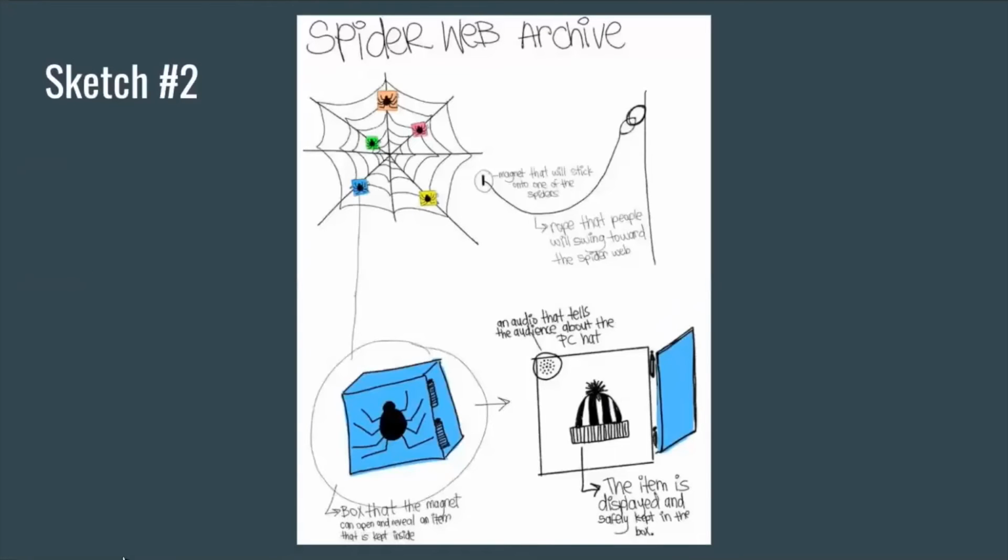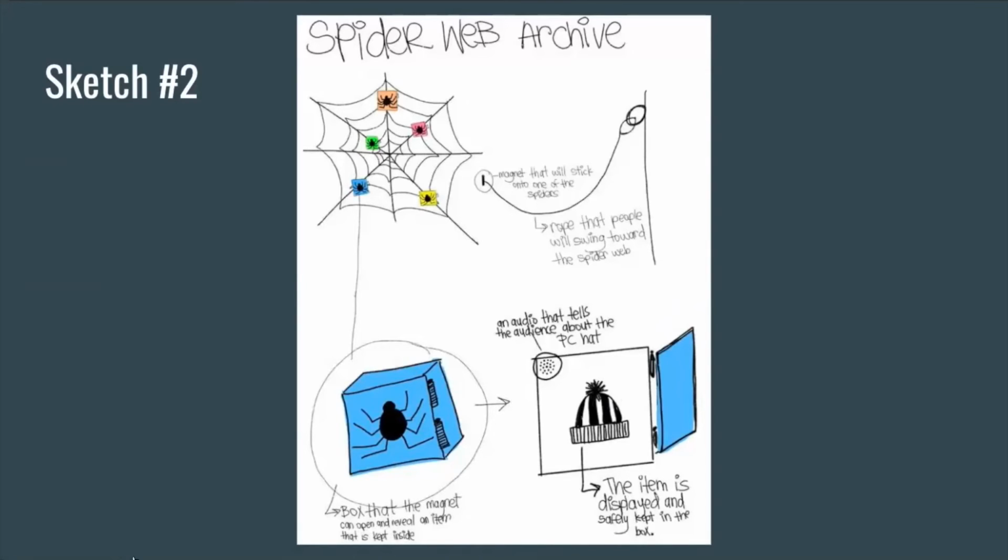And then for the second sketch, also tending to the fall theme, I created a spiderweb archive where each spider on the web would hold an item. Here, each spider is drawn on a magnetic box where the audience would aim a magnet at to open it up and find the items inside.